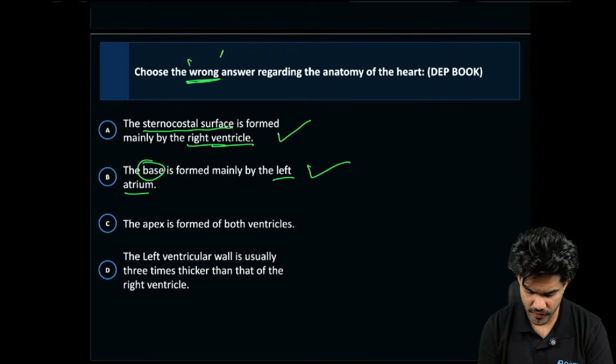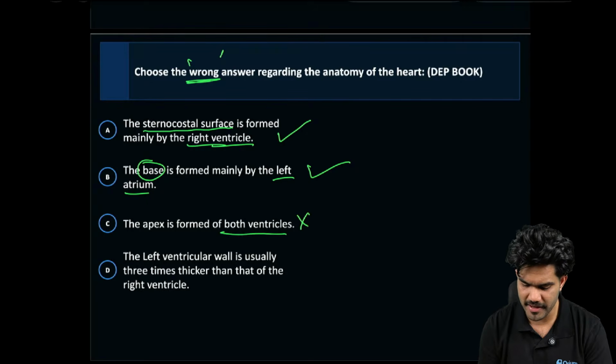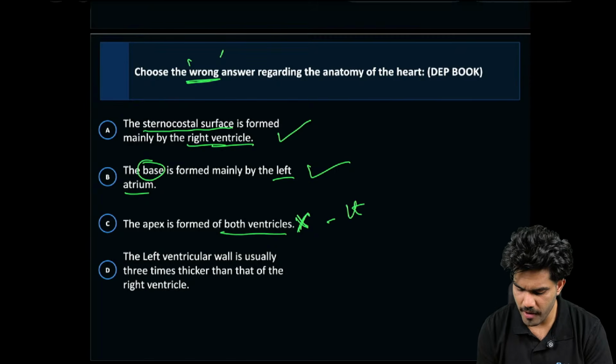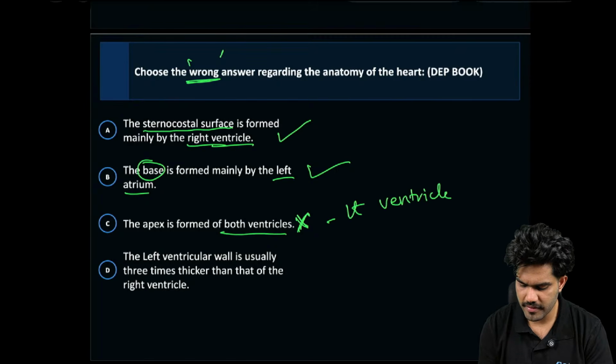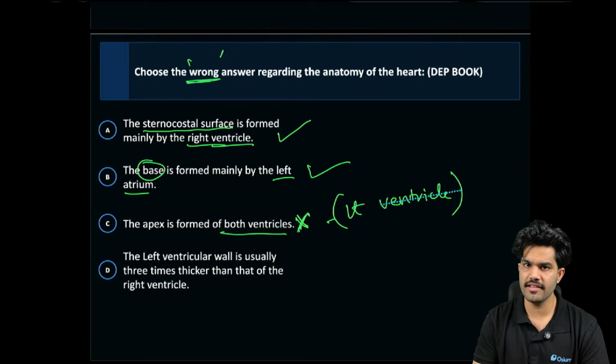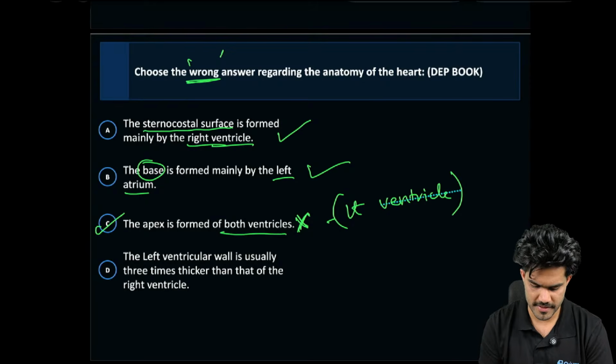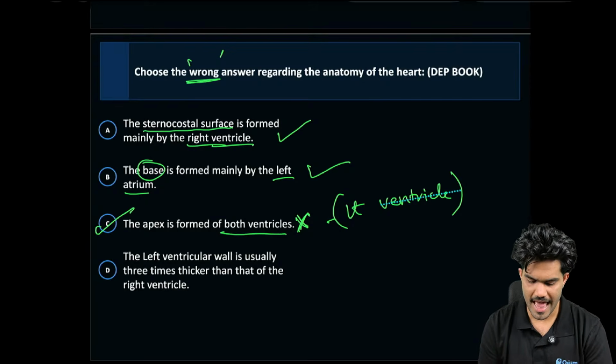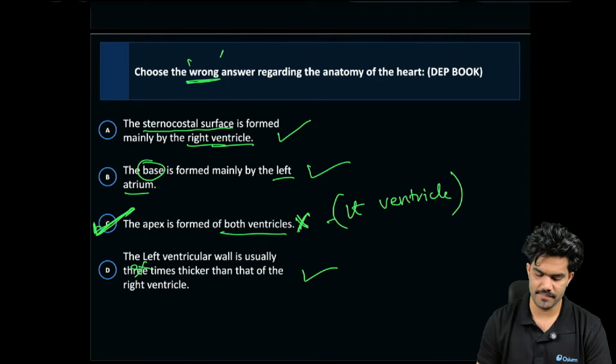The apex is formed by both ventricles. This statement is absolutely wrong. Why? Because apex is only formed by the left ventricle. Apex means outermost downwards, where we can hear the mitral valve. Yes. So this is the wrong statement. Left ventricle wall is usually 3 times thicker than that of the right ventricle. Yes, it is also true. So the right answer is C.